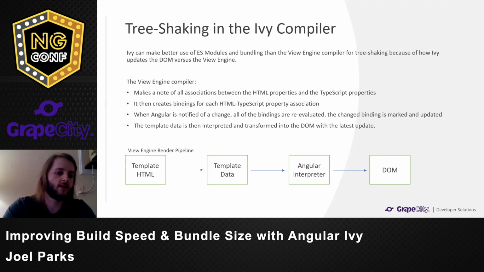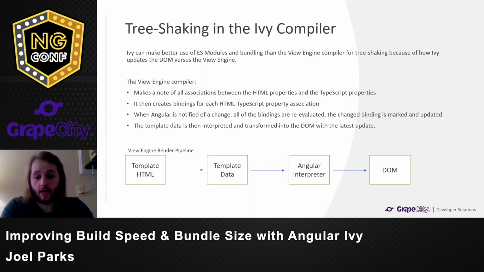So in the slide, you can see that there's a little diagram of the render pipeline for the View engine. So it'll take our template HTML that we write, convert that over into a set of template data, which then gets handed off to the Angular interpreter, which then converts it over to be used by the DOM.